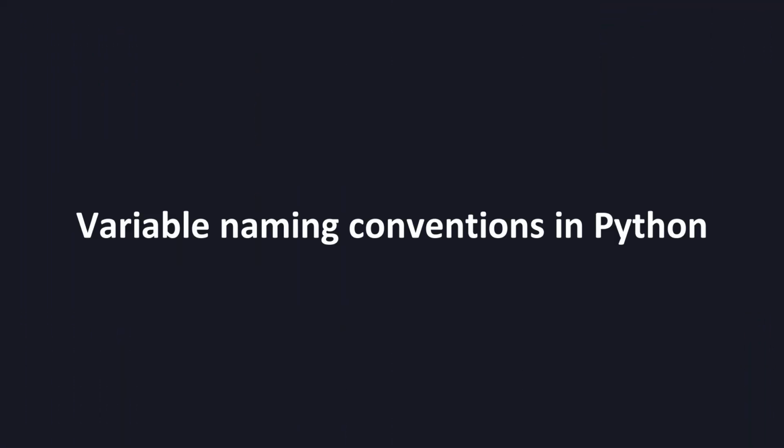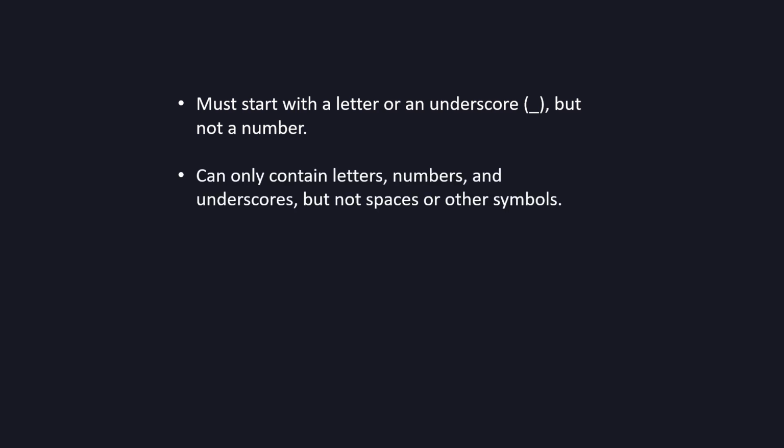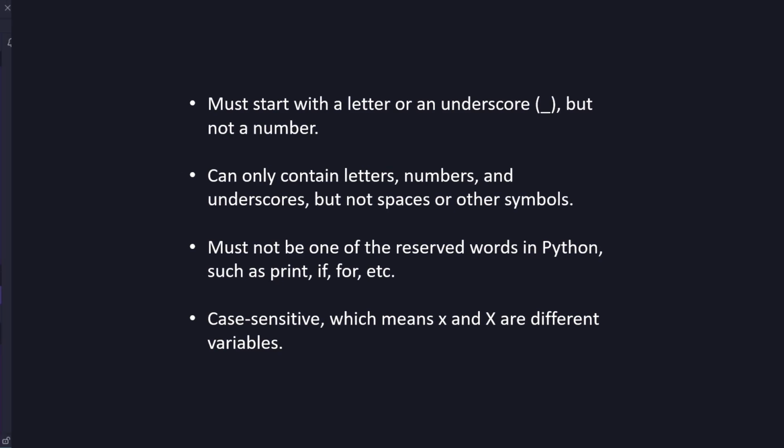Variables can have any name that we want as long as they follow some rules. They must start with a letter or an underscore, but not a number. They can only contain letters, numbers, and underscores, but not spaces or any other symbols. They must not be one of the reserved words in Python, such as print, if, for, etc. They are case sensitive, which means small x and capital X are different variables.